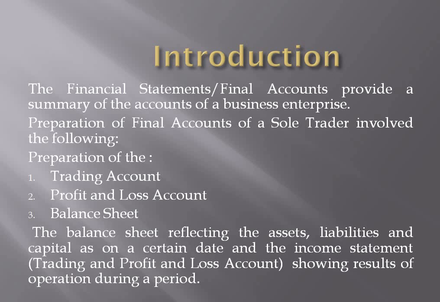So in the case of a sole trader, the preparation of final account involves three things. The first one is the preparation of trading account, then the second one is profit and loss account, and the last one is the balance sheet. The trading account and profit and loss account are also known as the income statement, which shows the operating results of the business at the end of an accounting period. And the balance sheet is also known as a position statement, which reflects the assets, the liabilities, and the capital of the concern at a certain date.